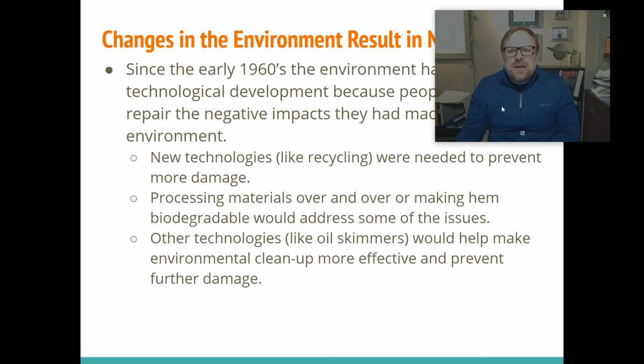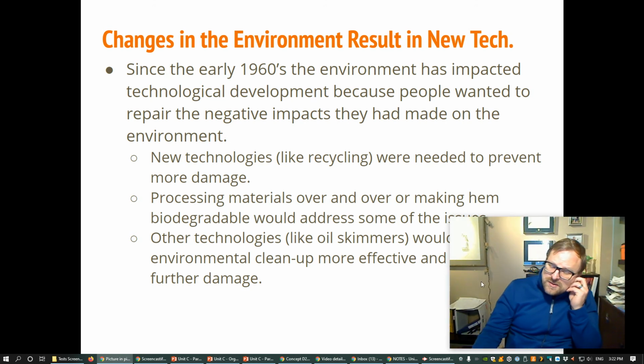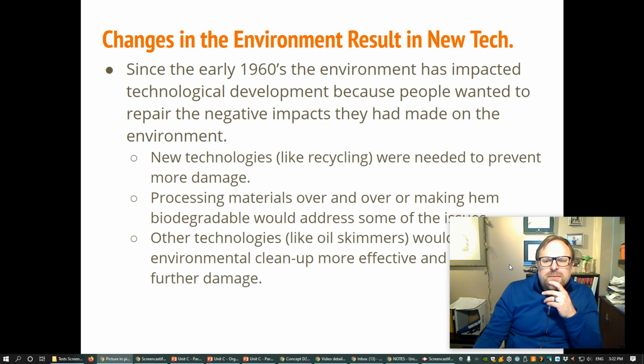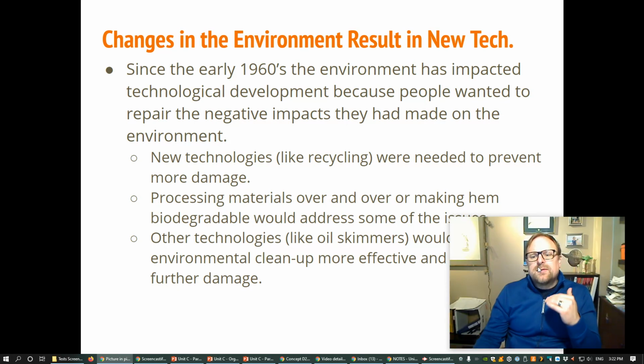And then lastly, the environment can dictate what needs to happen with new technology. Since the early 1960s, a lot of people attribute it to Rachel Carson and the book called Silent Spring. The environment has impacted technological development because people wanted to repair the bad things we were doing to the environment. So we've developed new technologies to help prevent the damage.